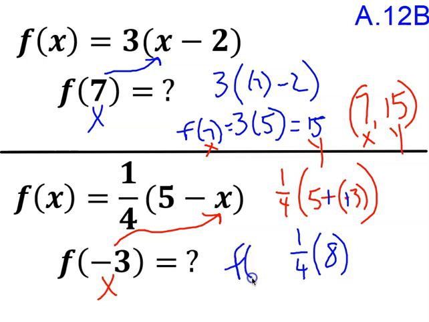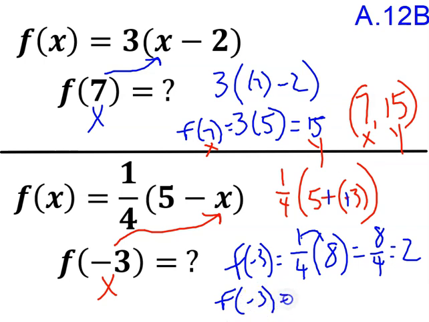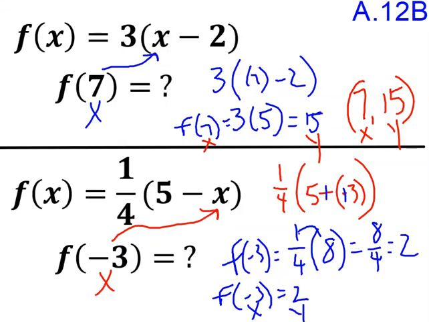And remember, we're trying to find f of negative 3. And so 1 times 8 is 8, so that's technically like 8 over 4, and 8 over 4 is 2. So I can say that f of negative 3 equals 2. So there's my x value. So that means for the input value of negative 3, we get an output value of 2. All right, so there's our input, our output.